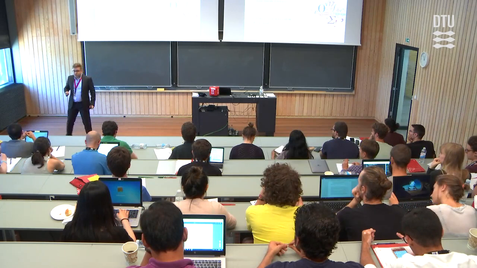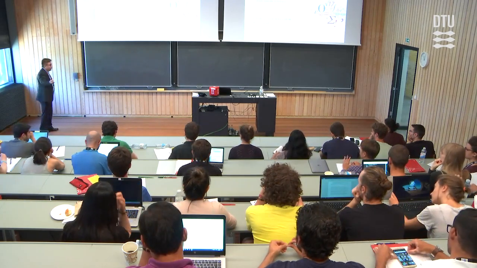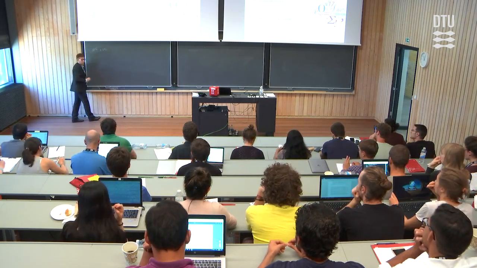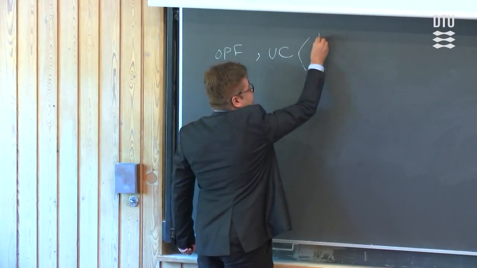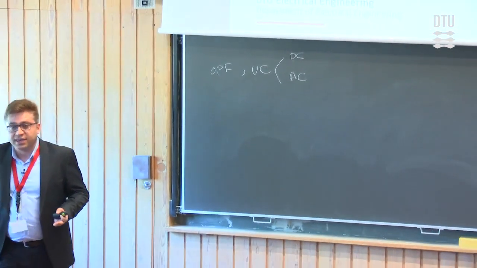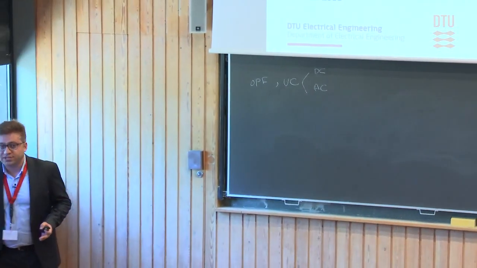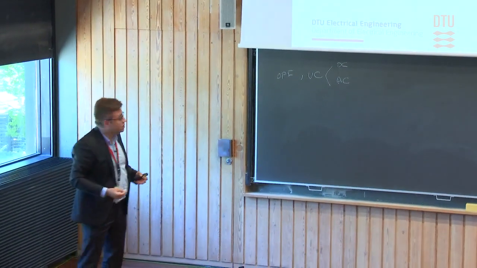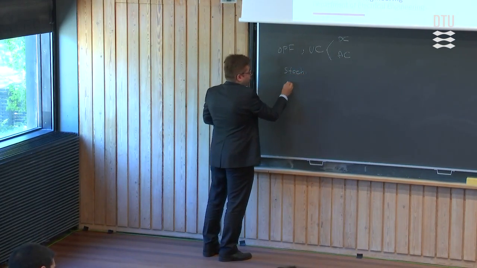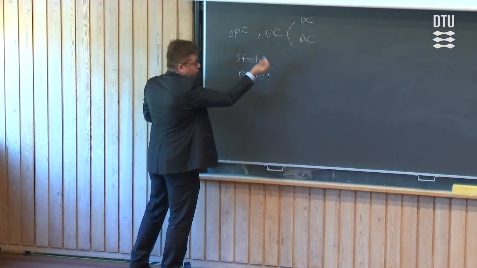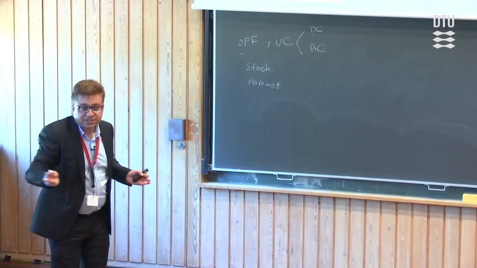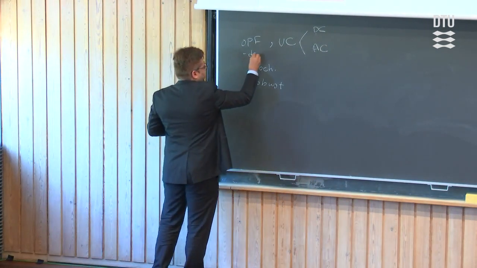So let me first, before starting the talk, give a recap of what we did in the previous days. On the first day, if you remember, Miguel talked about OPF and then the unit commitment problem in two versions, DC and AC, and then he talked about stochastic optimization and robust optimization and their applications to OPF or unit commitment. So stochastic and robust. And of course, the much easier version without considering any uncertainty is the deterministic version, right?